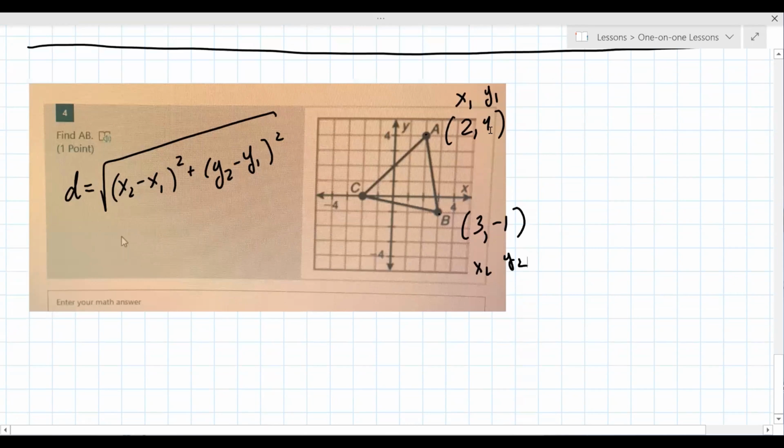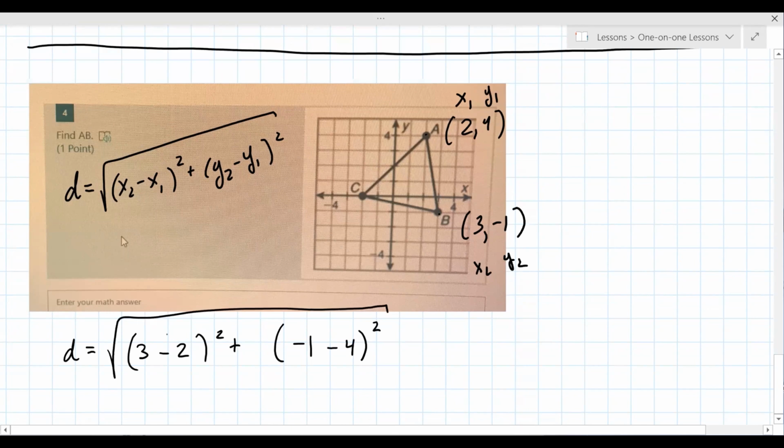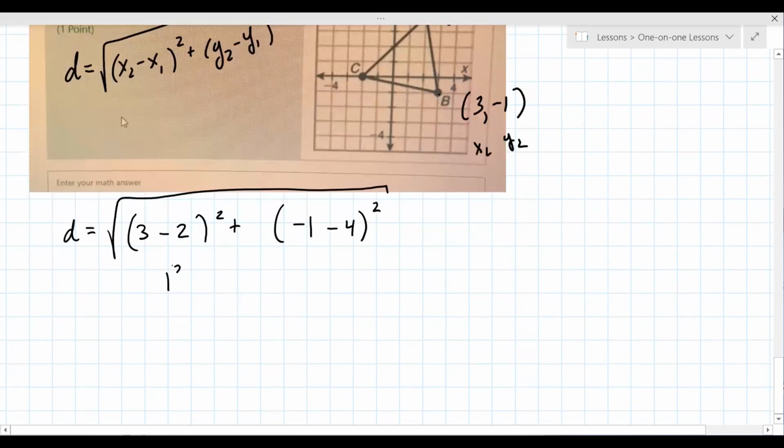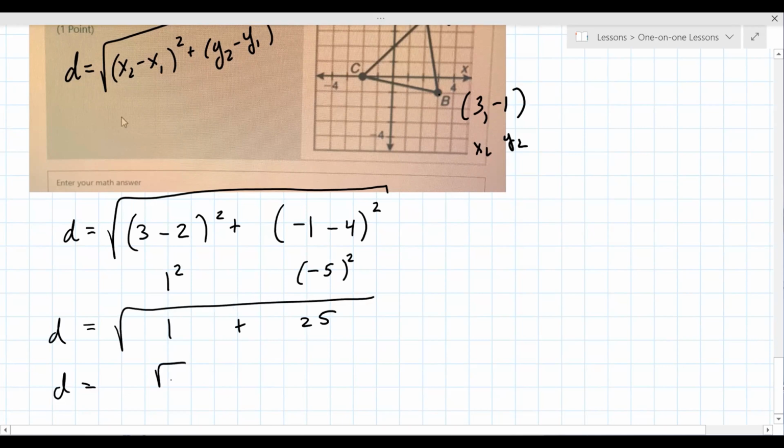So the distance is, and then we're going to take x2, so it's 3 minus 2, that's x1 up here, squared, plus y2, which is -1 minus 4 squared, and then you have a square root symbol around it. 3 minus 2 is 1. 1 squared is 1. -1 minus 4 is -5. It's still in parentheses, and when you square it, you get 25. So you add these together. The distance is the square root of 26.